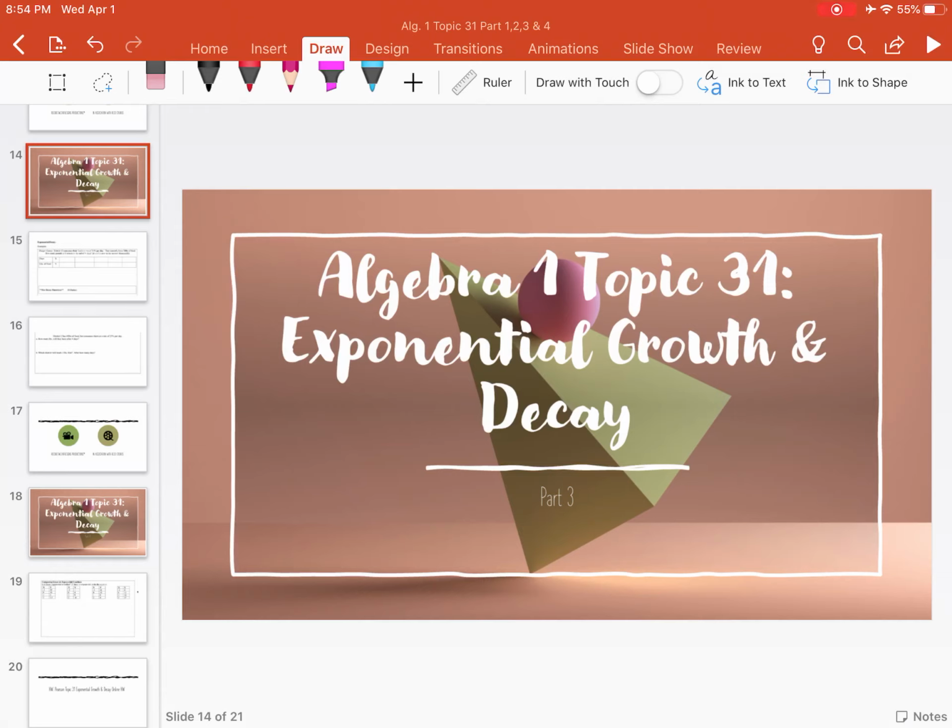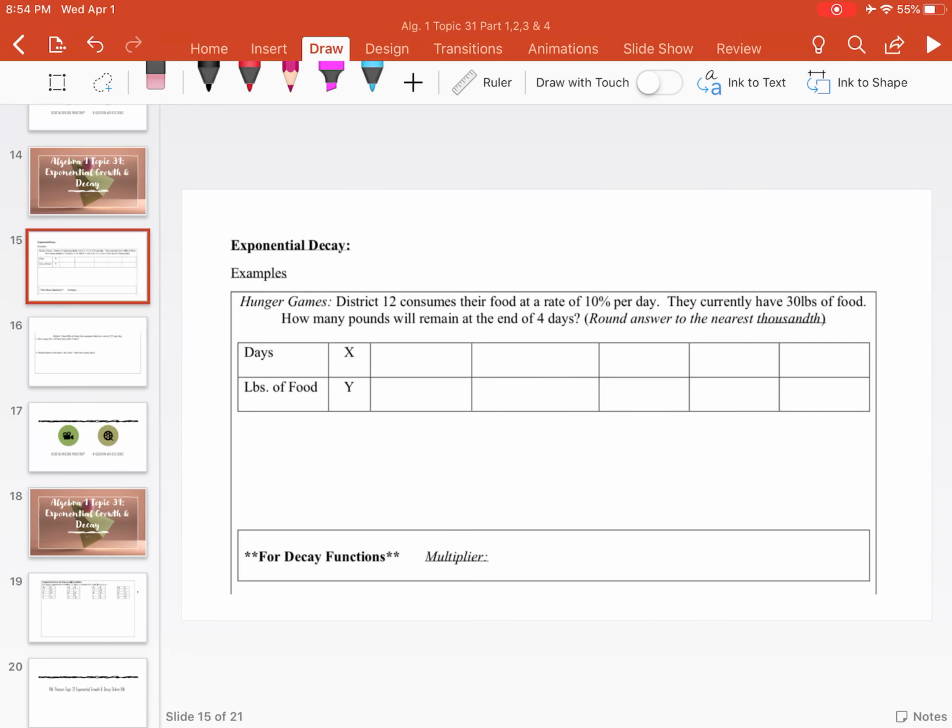Welcome back to topic 31 for Algebra 1, Exponential Growth and Decay. Now in part 3, we're going to focus specifically on exponential decay. So we're going to start with a word problem again.